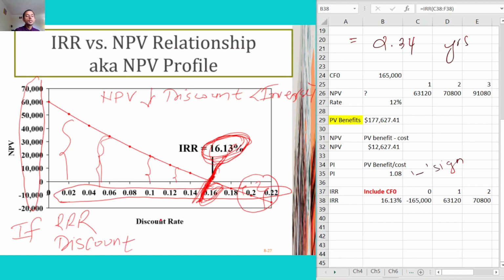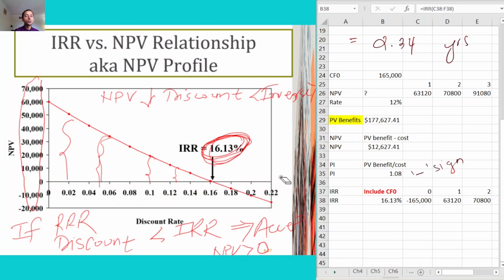So if the required rate of return, or discount rate, is smaller than IRR, then accept the project. Why accept? Because NPV will be positive. That's why we accept. Got it? So just to make sure this is clean. Okay, so you got the idea.